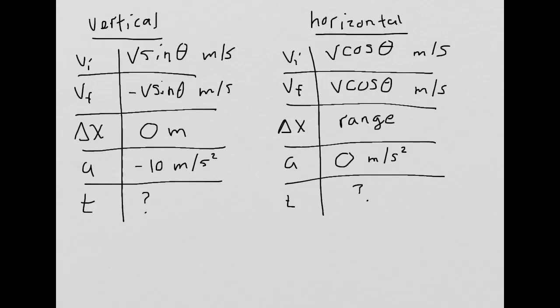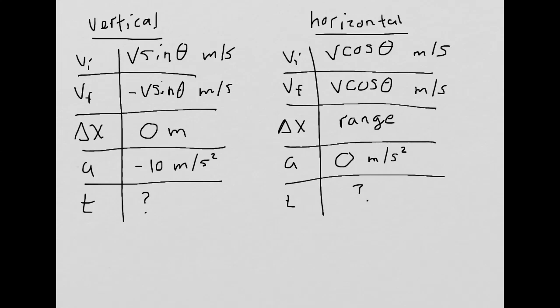Okay, so we're really trying to write a formula for range without having to find time and then plug back in every single time we want to find range. So, let's see what we can do. Well, given all the information I have for vertical motion, I can solve for t in general terms. So I'm going to do that on the next page.